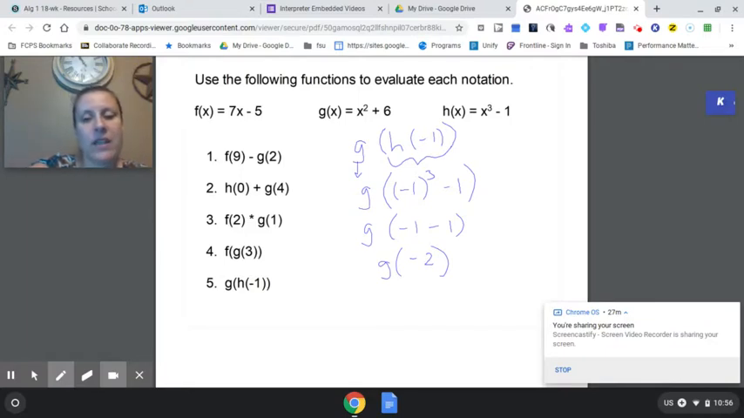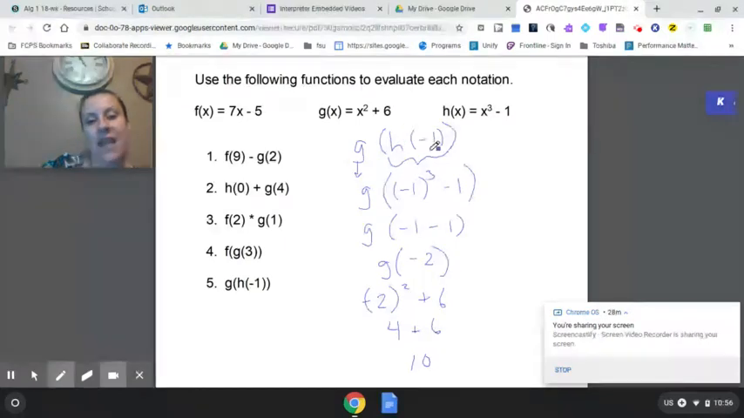So I'm going to plug -2 into g's function, which says x squared plus 6. If I plug -2 in for x, that would say -2 squared plus 6. -2 times -2, that gives me +4, and +4 plus 6 gives me a final answer of 10. So we have first evaluated h at -1, and then we evaluated g at -2. So those last two examples were two examples of composite functions.